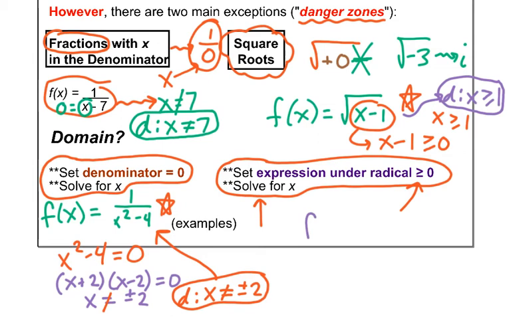Let's try one more. How about f of x equals the square root of 2 minus 3x? All right, why don't you go and pause, and can you solve this one and find the domain on your own? Good luck.